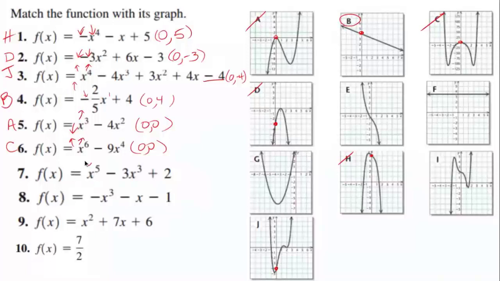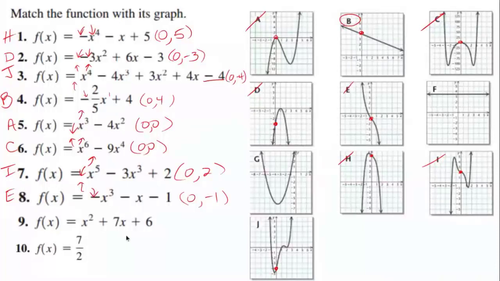Okay, positive, odd. Plug in a 0, you get 2. So you can see what the end pieces are doing, and you know where your intercept is. So that one is I. Negative, odd. Going different directions, down on the right. Plug in a 0, we get -1. And that one is E.